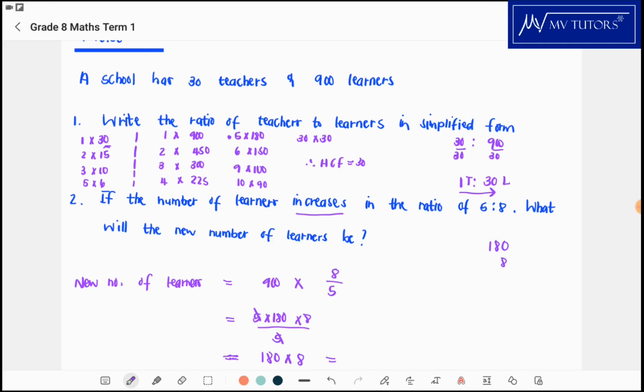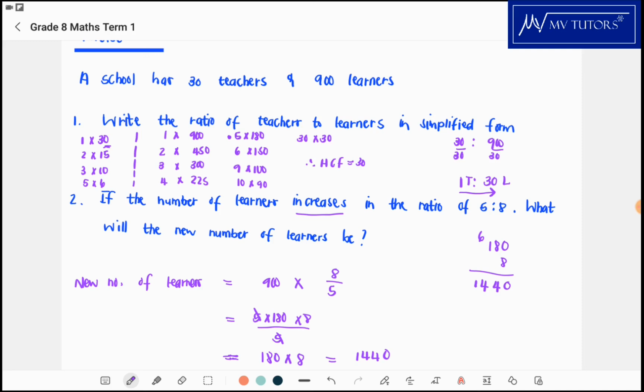This is like you're actually doing revision. So 0 times 8, that's 0. 8 times 8 is 64. 1 times 8 is 8. 8 plus 6 is 14. Okay, so there we go. 1,440. So this is how much the number of learners increased.